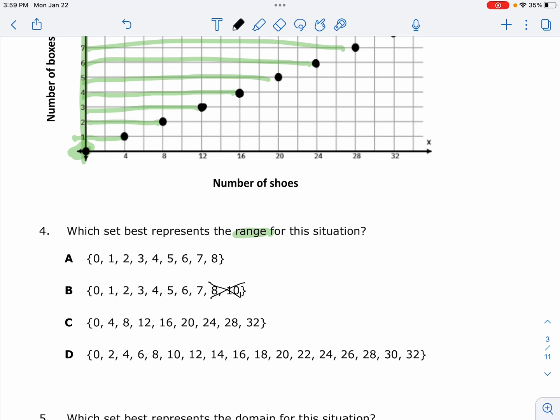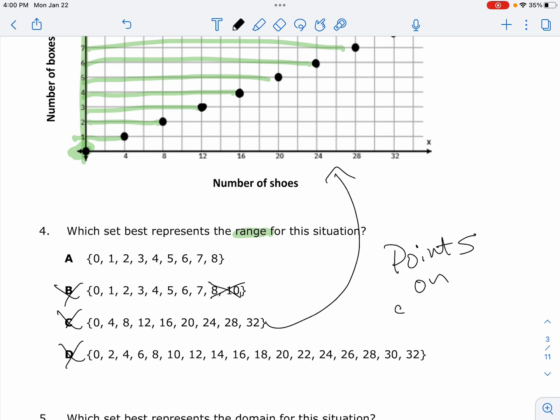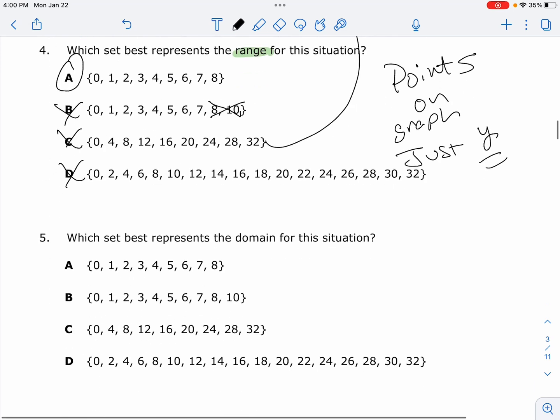Somebody who picks C is probably looking down at the x-axis. We're not looking for domain, so this one's out. And then D looks like it's the domain and the range and some extra numbers. I think that's just a list of all the numbers that you see labeled on the graph. We only want to see points on the graph and just the Y value. So my answer is A.